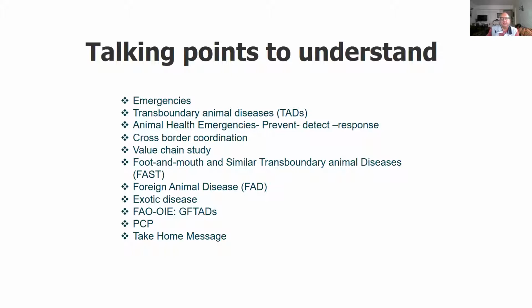And then these transboundary animal diseases are very similar. Some of the diseases, these days, the terminology used is FAST, foot and mouth disease, and similar transboundary animal diseases. Some countries use foreign animal diseases and some exotic diseases. Apart from that, you might have heard about the GFTADs, and you might be knowing about the PCP. Lastly, but very important, from today's talk you will have a little bit of take-home messages. So I proceed to the next slide.